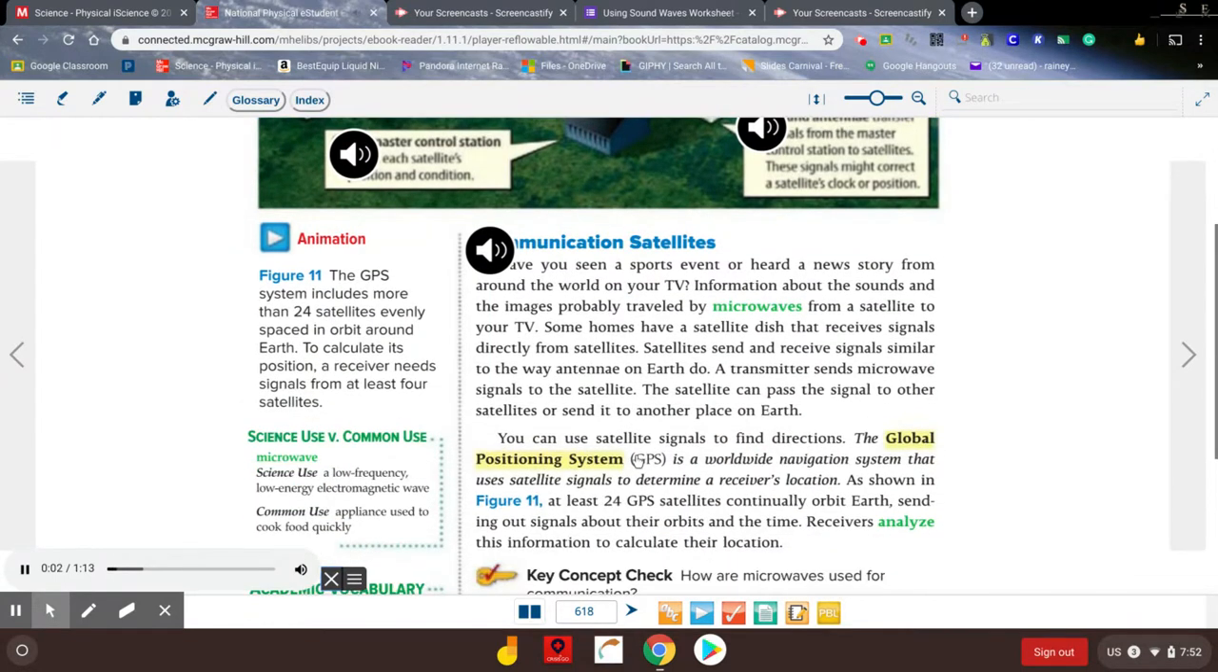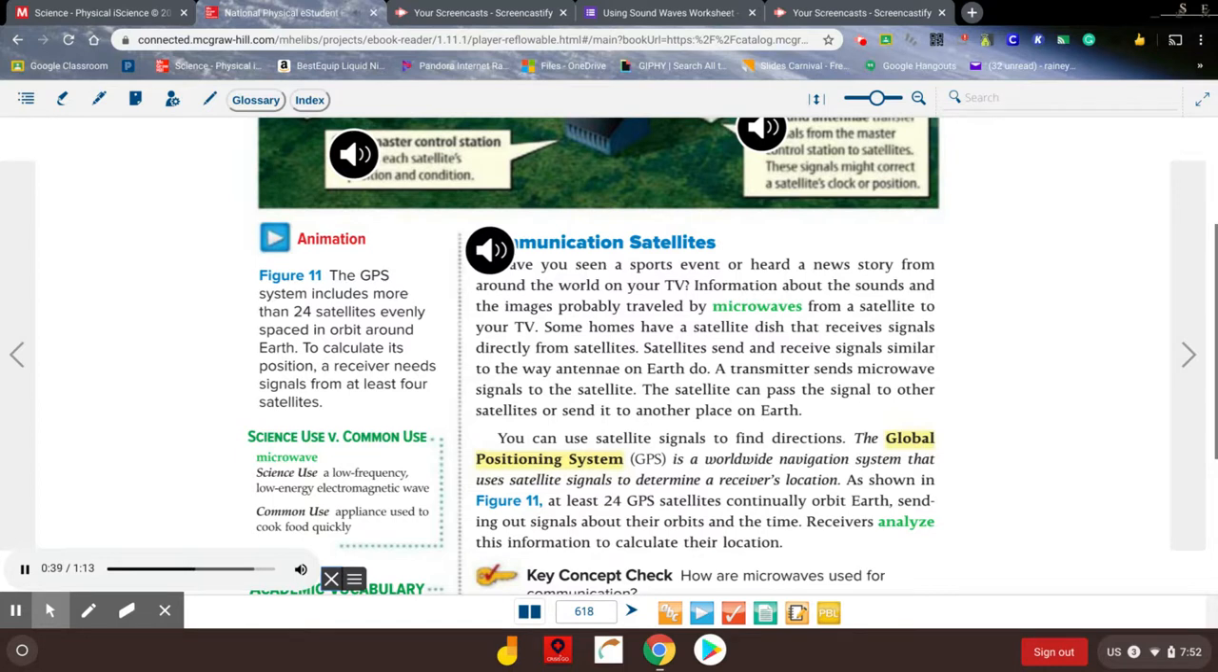Communication satellites. Have you seen a sports event or heard a news story from around the world on your TV? Information about the sounds and the images probably traveled by microwaves from a satellite to your TV. Some homes have a satellite dish that receives signals directly from satellites. Satellites send and receive signals similar to the way antennae on Earth do. A transmitter sends microwave signals to the satellite. The satellite can pass the signal to other satellites or send it to another place on Earth.